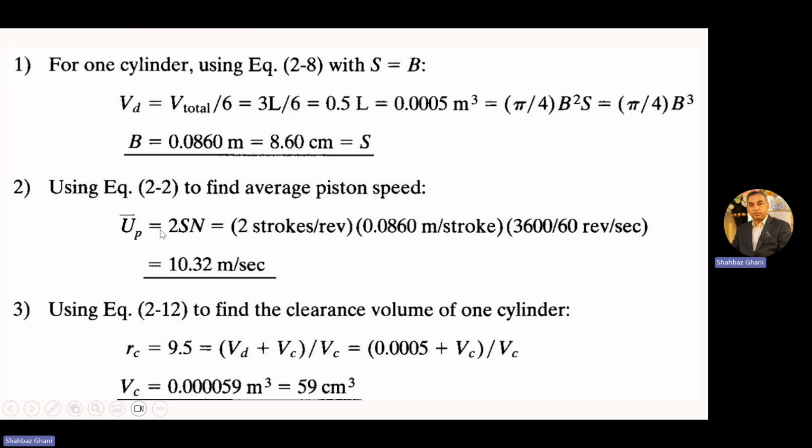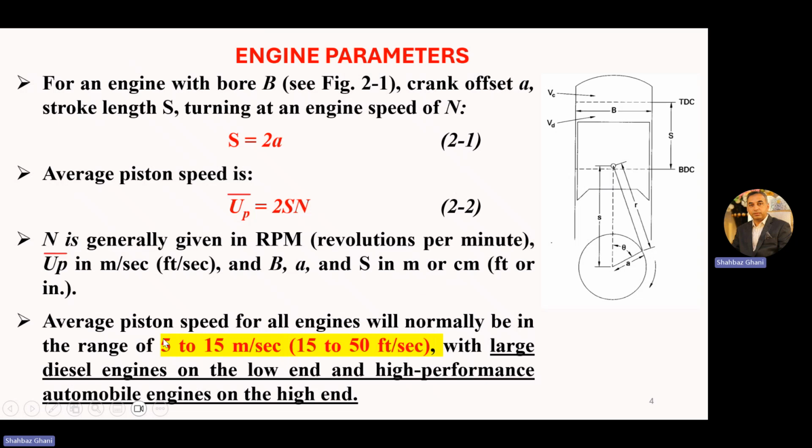Now the average piston speed, UP bar. We know the formula: 2 into stroke into revolutions, so 2 strokes per revolution. We know the length of a stroke, 0.0860 meter per stroke, and revolutions per minute. We convert it into revolutions per second. So we get the average value of 10.32 meter per second. Now, if you remember, average piston speed was 5 to 10 meter per second.